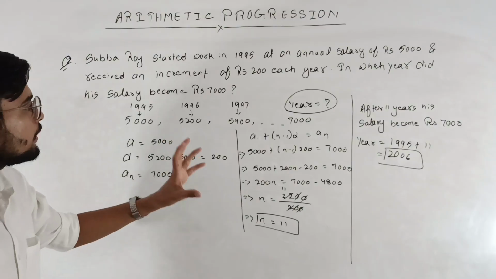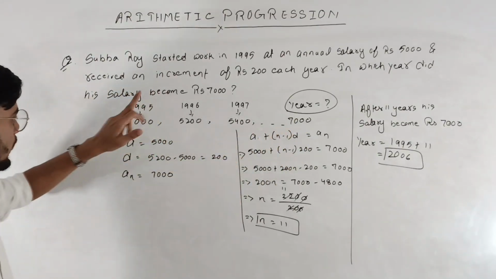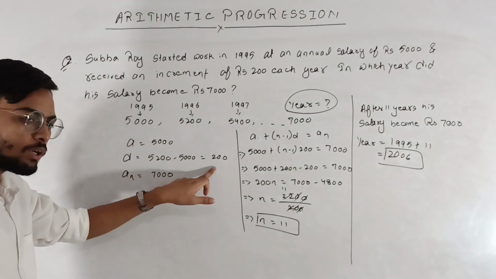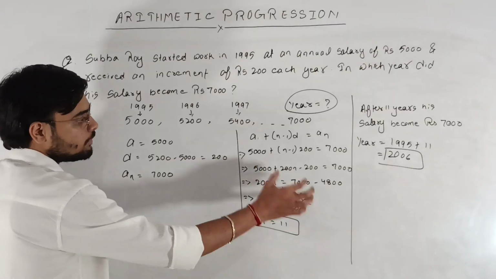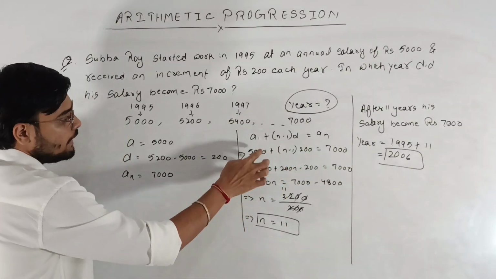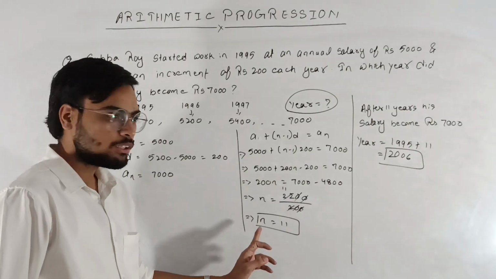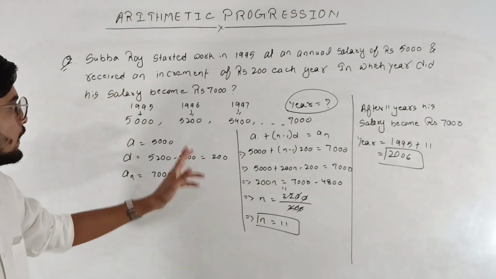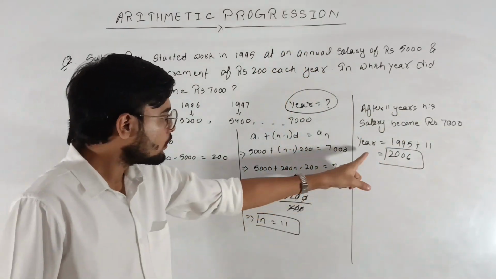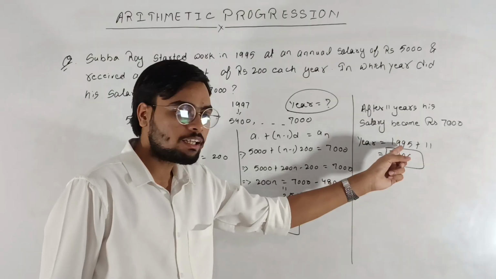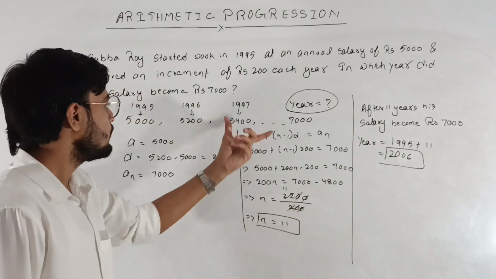Now after some years his salary becomes 7,000. This series is in AP where A is 5,000, D is 200 and AN is 7,000. I use the formula AN is equal to A plus N minus 1 into D. A is 5,000, D is 200, and AN is 7,000. After calculating this I get N, which is 11. So after 11 years his salary becomes 7,000. He started work in 1995, so after 11 years is 2006. So in 2006 his salary becomes 7,000.